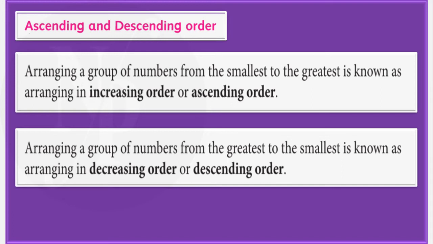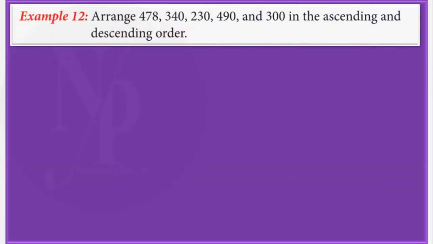So let us take some examples to understand these terms with more clarification. Example number 12. Arrange 478, 340, 230, 490 and 300 in the ascending and descending order.